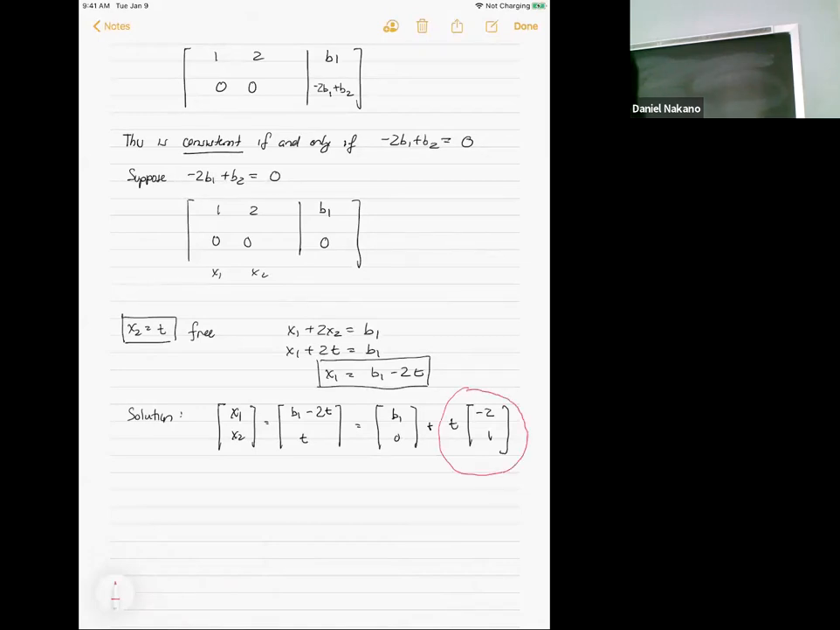So this piece over here is the homogeneous solutions.